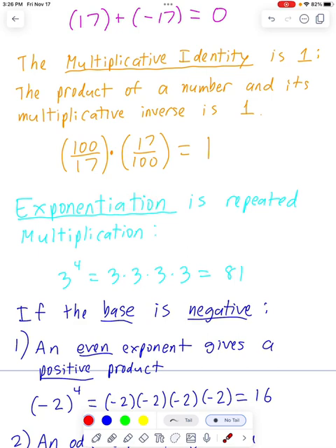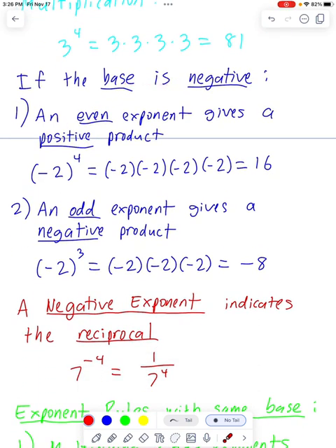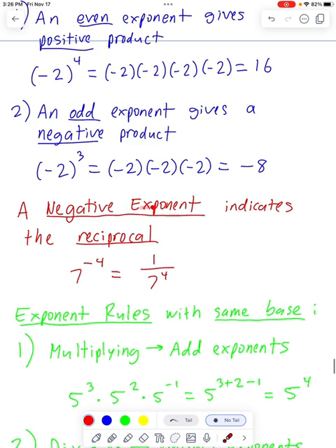Exponentiation is repeated multiplication, like so. Given an exponential expression, if the base is negative and it has an even exponent, the result will be positive. However, if the base is negative and the exponent is odd, the product will be negative, such as here. A negative exponent indicates the reciprocal, so this would be equal to this.